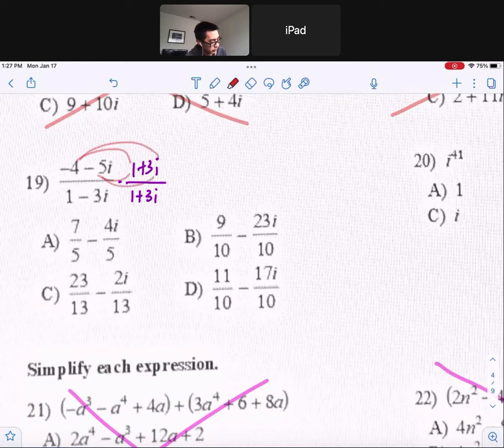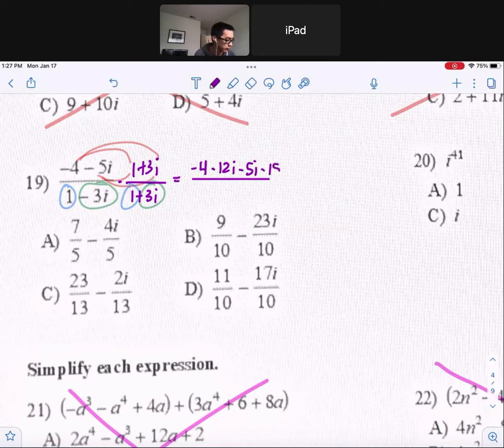So we have to do our double distribution. This one times that one, and this negative 3i times that 3i. The reason you don't do a double distribution on the bottom is because when you multiply by the complex conjugate, the middle terms will cancel. So we get negative 4 times 1 is negative 4, negative 4 times 3i is negative 12i, negative 5i times 1 is negative 5i, and negative 5i times 3i is negative 15i to the second power. On the bottom, 1 times 1 is 1, and negative 3i times 3i is negative 9i to the second.